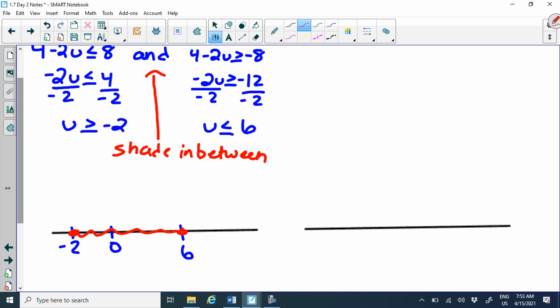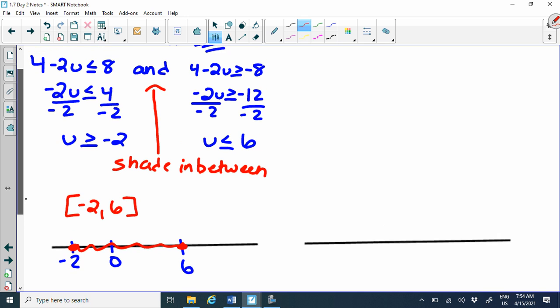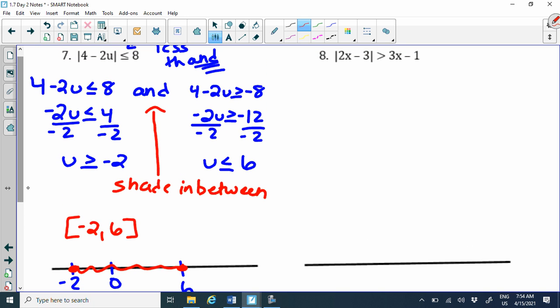Now let's write our interval notation. So we go from the starting to the stopping point, and that's it. So because we have closed circles, we use brackets. I go from negative 2 to positive 6 and bracket there. And there's our answer.